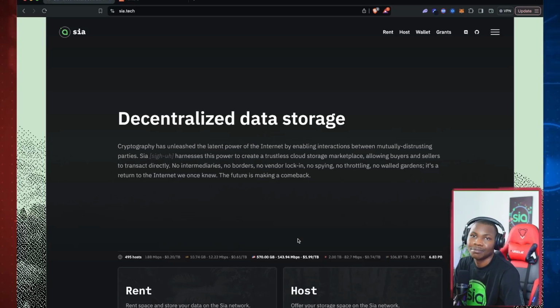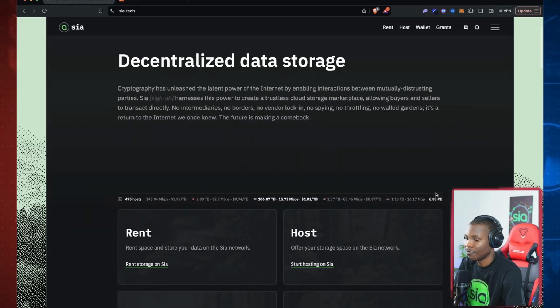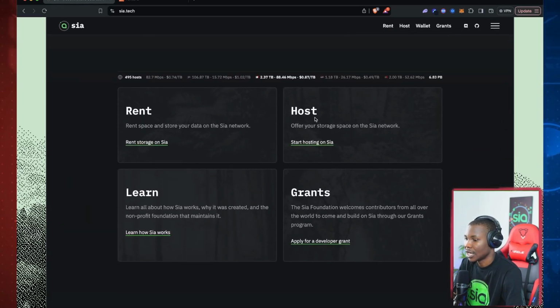So let me take you through the Sia ecosystem a little bit. It's very important. I just want to focus on two essential services in this ecosystem, which involves the renter and the hosts. These are the most essential services if you want to work with the Sia platform.